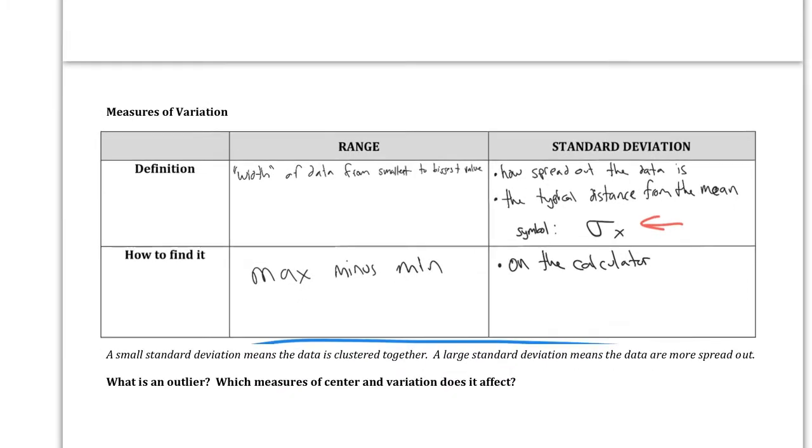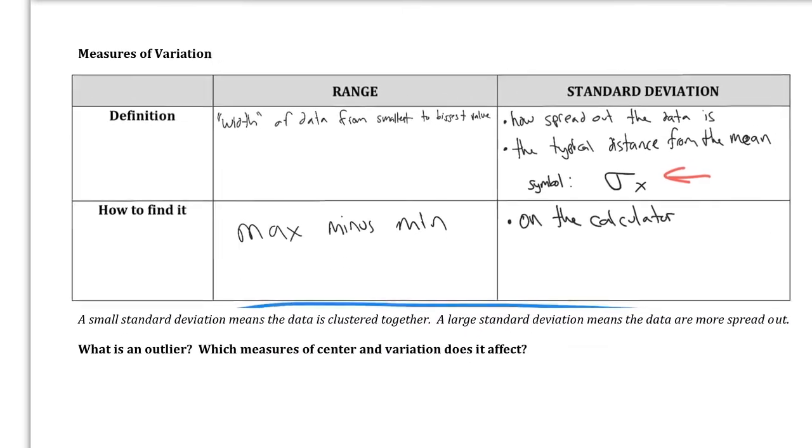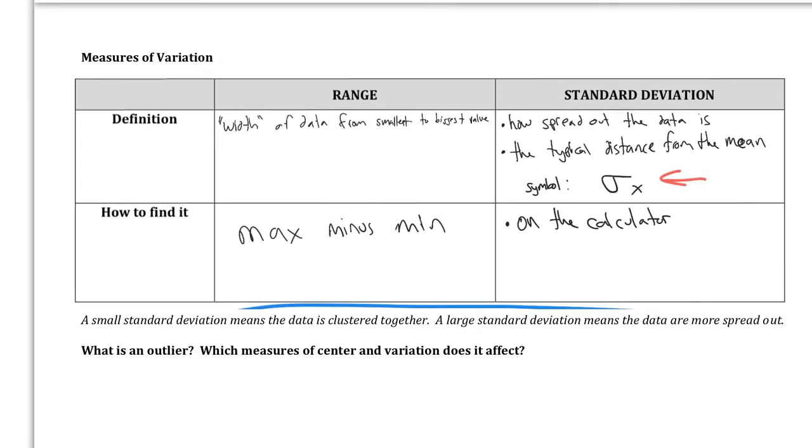So measures of spread, or more formally, measures of variation. If you think about variation, how much does something vary? It just means how different from typical is most of the data.